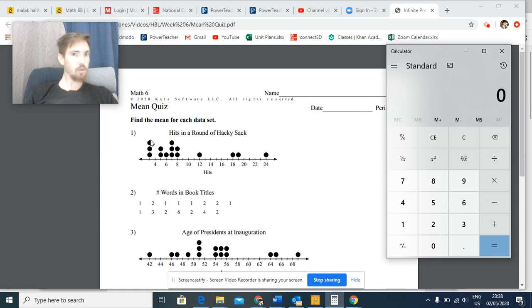Don't count 1, 2, 3. This would be like counting the number of votes when we did the household problem on Edmodo. That's not what we're doing here. You don't count 1, 2, 3. Each one of these dots represents 3. So if you're putting it into your calculator, it's going to be 3 plus 3 plus 3.